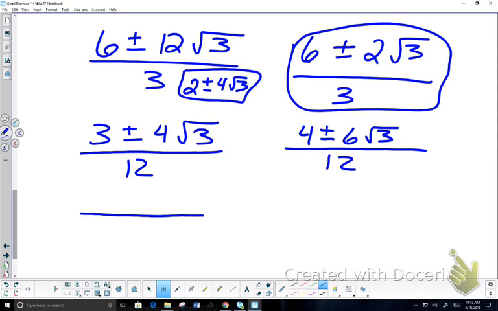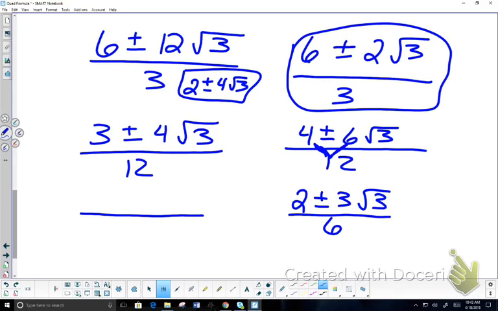How many times will 2 go into 4? How many times will 2 go into 6? 3. How many times will 2 go into 12? 6. So you're looking for all 3 of the numbers to reduce by the same thing. They all have to be divisible by the same number. And it doesn't have to be any of the numbers that are there. Wait, you asked how many times does 4 go into 12? No, I didn't. I said how many times is 2 going into 12?